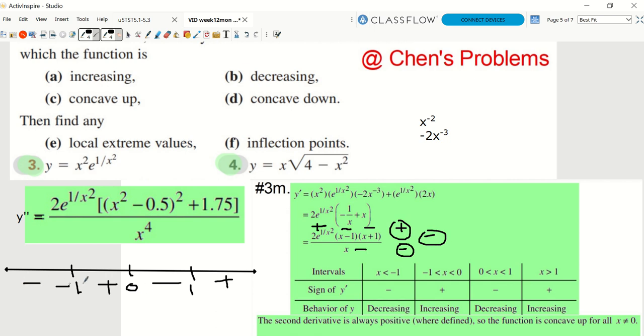Okay, so the slope is negative, which means f of x is decreasing. The slope is positive here, which means f of x is increasing. This is decreasing, increasing. So that's why it says decreasing, increasing, decreasing, increasing. That's what we got over here. Okay, so at these intervals, it's decreasing, increasing, decreasing, increasing. So that takes care of A and B.